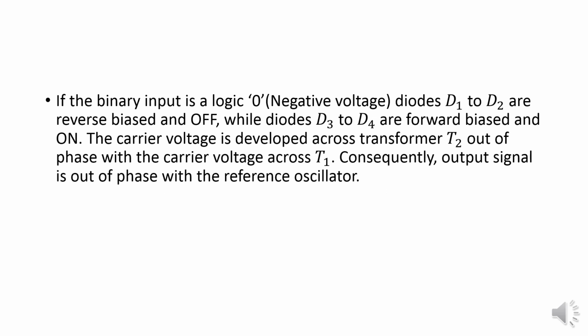If the binary input is logic 0, that is, we are taking a negative voltage as the binary input, the diodes D1 and D2 are reverse biased, that is, in off condition, while the diodes D3 and D4 are forward biased, that is, these two diodes are in on condition, and current flows through D3 and D4. So the carrier voltage is developed across the transformer T2 out of phase with the carrier voltage across T1. Consequently, the output signal is out of phase with the reference oscillator.